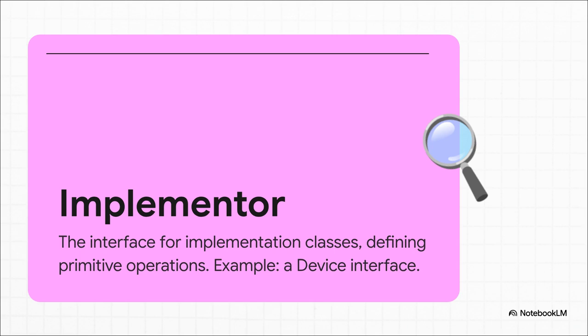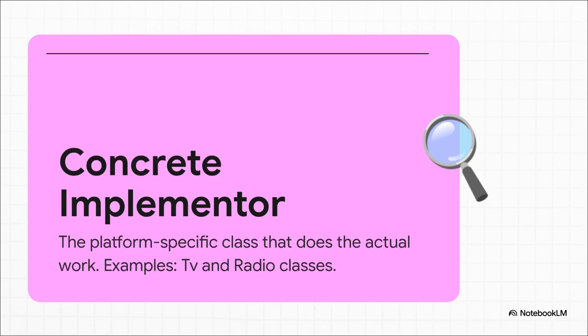This is basically an interface that defines the low-level, primitive operations that the worker classes can perform. So for our remote example, this would be a generic device interface with methods like enable, disable, and set volume. And finally, you have the concrete implementers. These are the real workhorses. These are the classes that actually do the job.